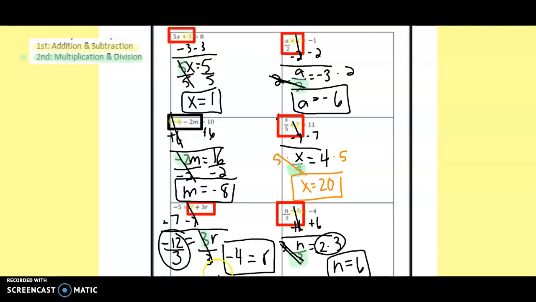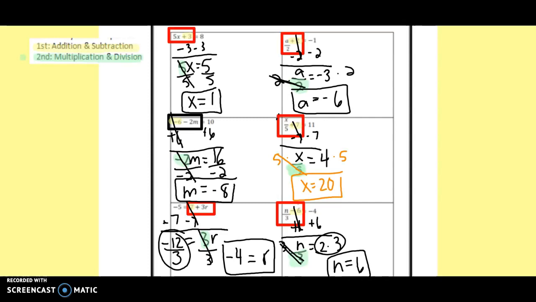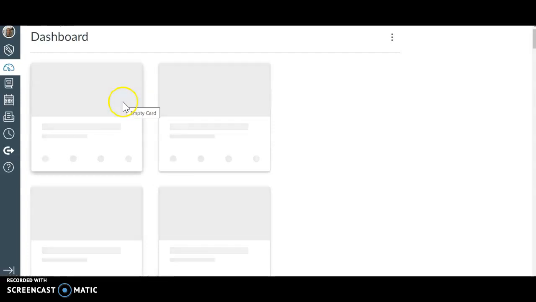So for today's task, I'd like for you to, if you go to your Canvas page, I'm going to go ahead and bring it up for you so you can see. It's being very slow. Let's try that again. It's not liking me. Here we go.